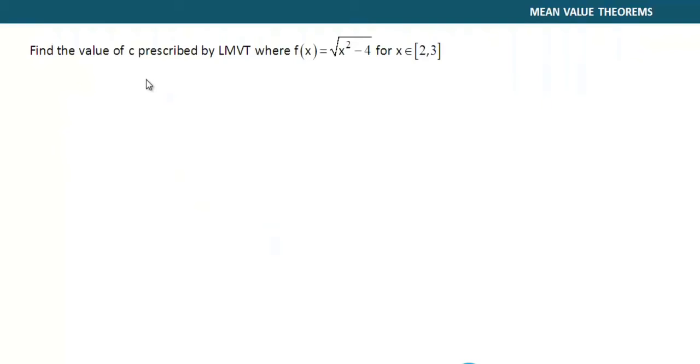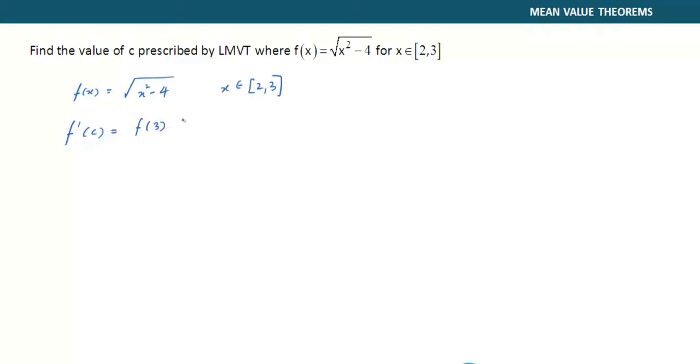Okay, now let's take a basic question on LMVT to see how LMVT works, and we'll quickly solve this particular problem. Again, it is given that there is a function f(x) equal to under root of x square minus 4, and x is given to lie between 2 and 3. We know that the under root function is continuous and differentiable in its domain. So we want to find a value of c in (2, 3) which will satisfy LMVT. For LMVT, you wanted to solve for f'(c) equal to f(b) minus f(a).